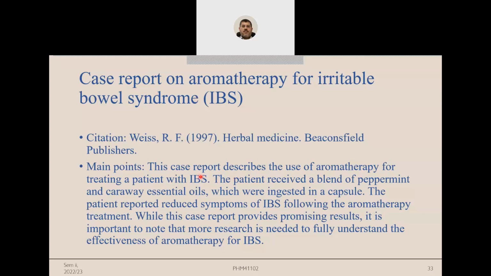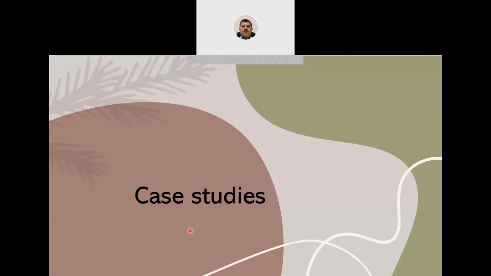So in this report, it's about the use of aromatherapy for treating patients with irritable bowel syndrome. He received a blend of peppermint, caraway, and caraway essential oils ingested in a capsule. The patient reported reduced symptoms of IBS following the aromatherapy treatment. So as we mentioned, more research is needed. Then we have to confirm this finding, then we have to run a randomized controlled clinical trial.